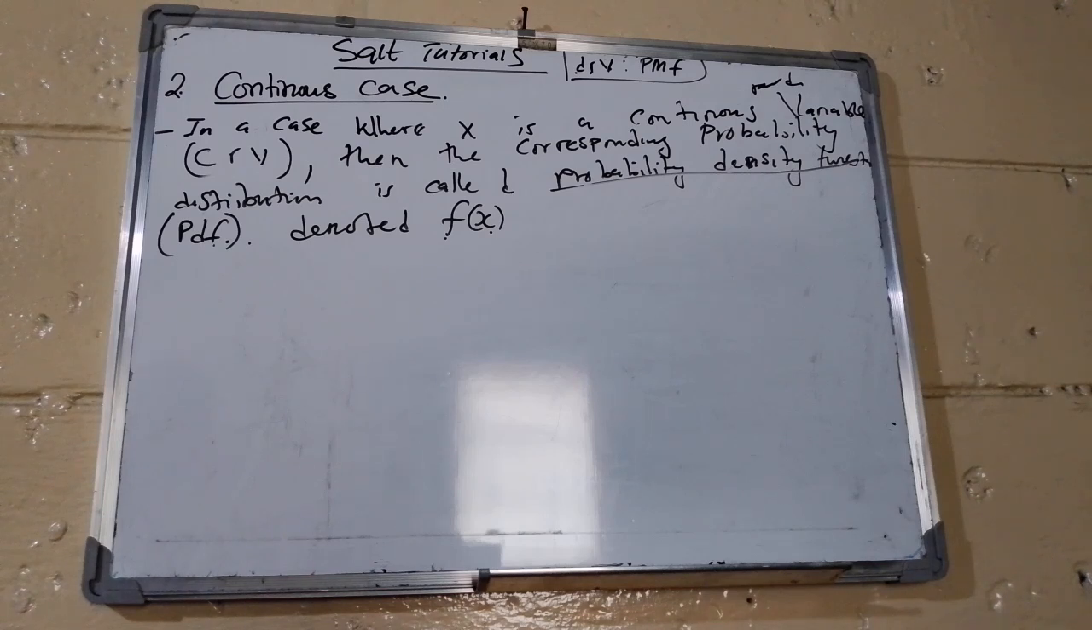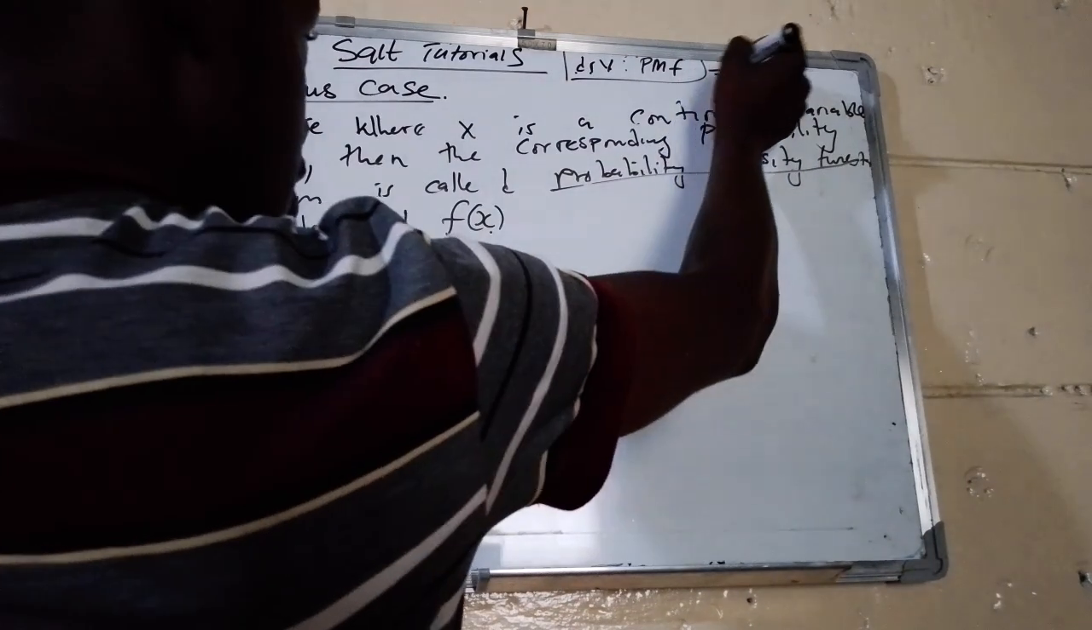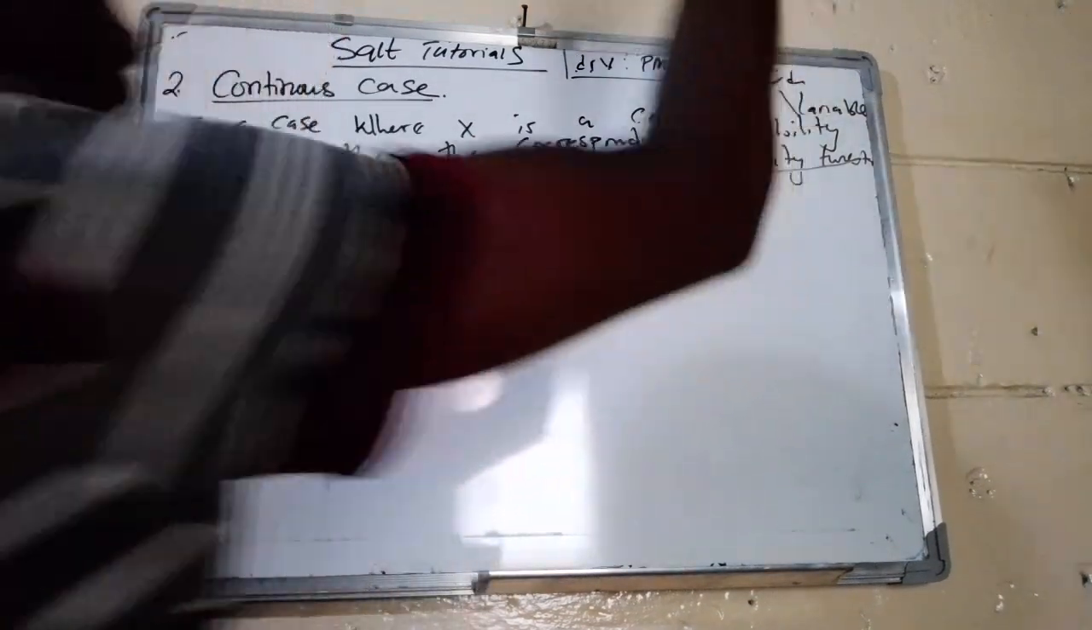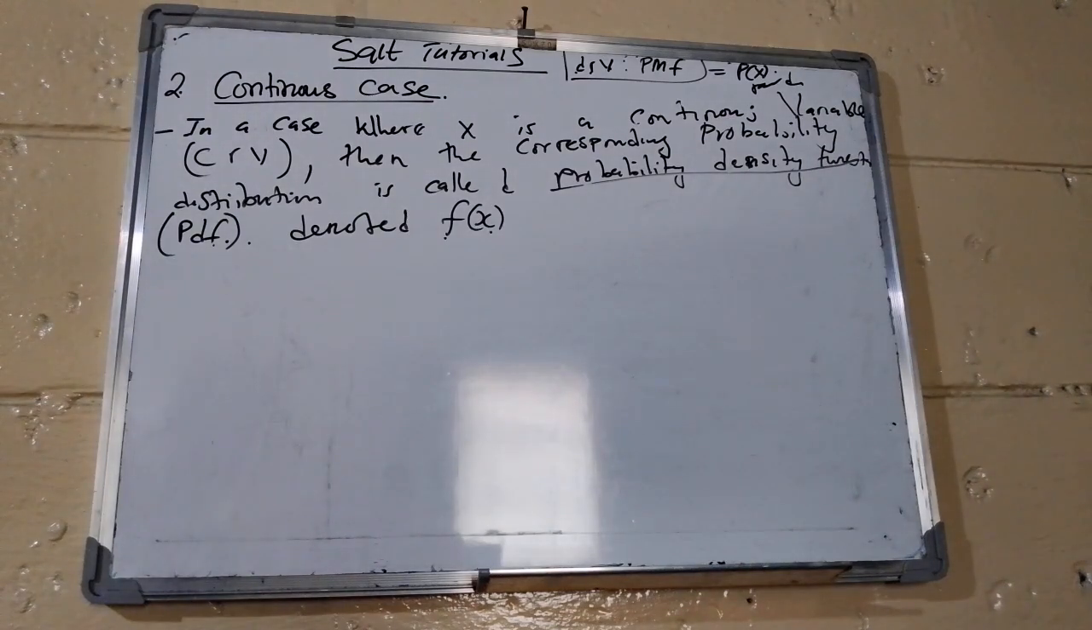So now, when it comes to the DRV, the discrete random variable, it follows a PMF, the probability mass function, which was denoted by P of X. I'm sure you can recall from the previous video that the PMF is equal to P of X, the probabilities of X. But in this case, the probability density function, the PDF, is denoted as f of X. So by this time you're supposed to be able to tell the differences between both cases, the continuous case and the discrete case.